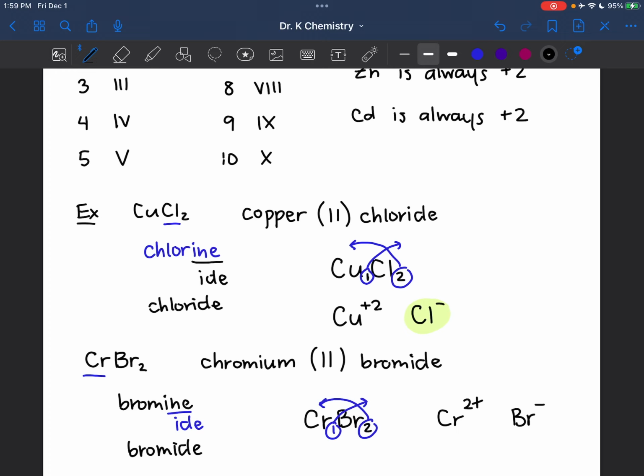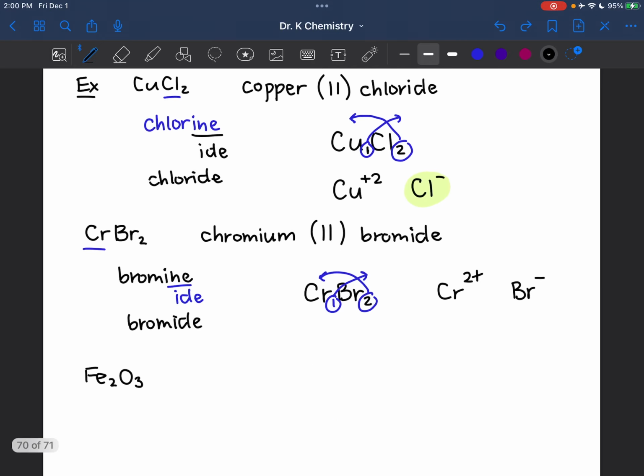So just keep in mind these charges that I'm writing in here, they only apply to transition metals. Sometimes students get a little overzealous and they include the charges on everything. Only transition metals do we need to indicate the charge.